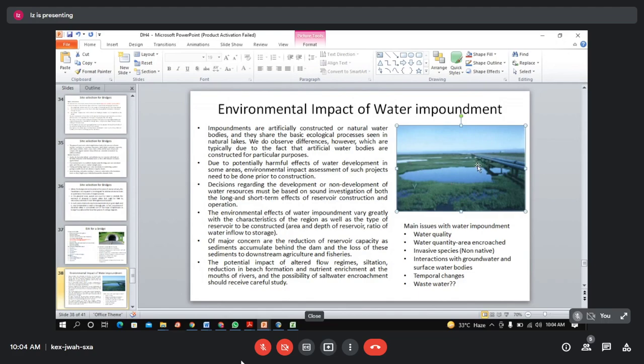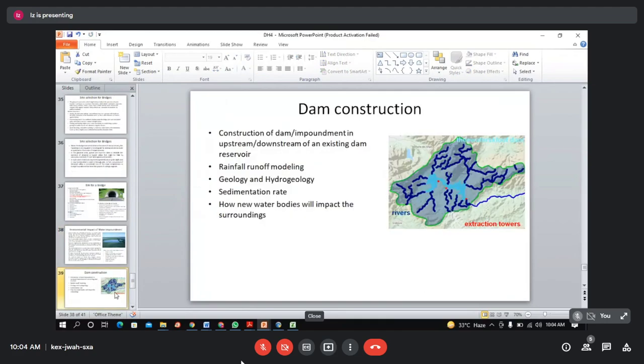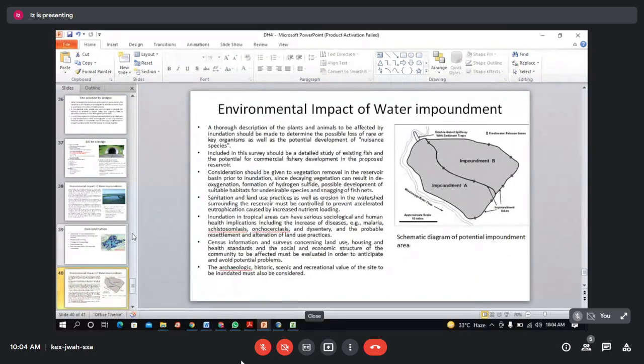अच्छा, ये सारी चीजें हो गई। एक डोमेन हमने बहुत इंपॉर्टेंट भी डिस्कस नहीं किया है, एंड दैट इज इन्वेसिव स्पीशीज, and this is quite interesting, and I would like you to just read about the invasive species in aquatic or water impoundment. Invasive species, basically, that means all flora and fauna. A thorough description of the plant and animal to be affected by inundation should be made to determine the possible loss of rare or key organism as well as potential development of nuisance species.